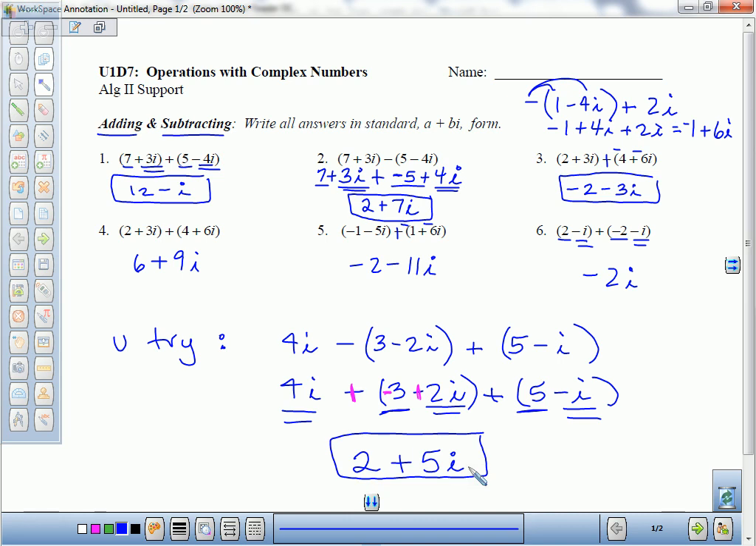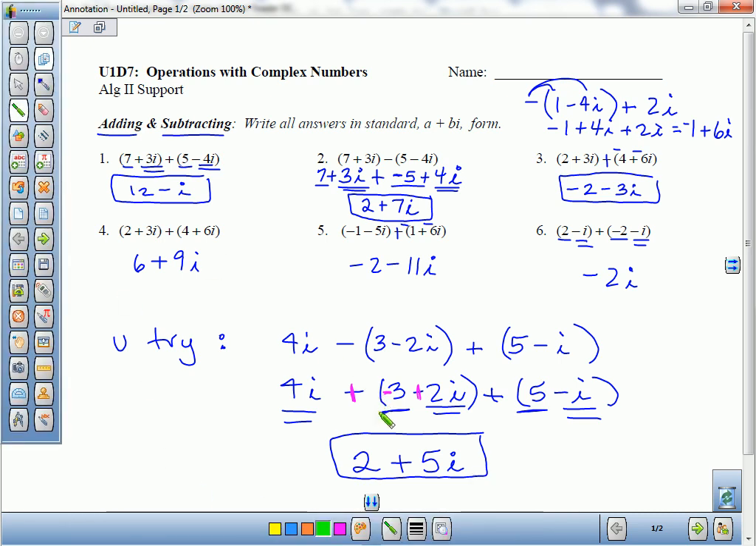Yes, sir? Why wouldn't it be negative 2? Because this is our first real number, which is negative 3, and then we add to that 5. So the larger number was positive, so it's positive 2.